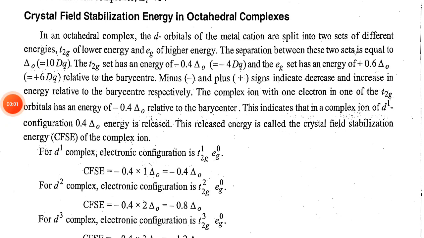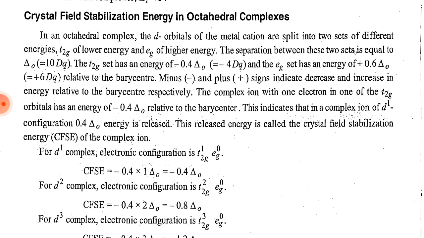Crystal field stabilization energy in octahedral complex. In an octahedral complex, the d orbitals of the metal cation are split into two sets of different energies, t2g of lower energy and eg of higher energy. The separation between these two sets is equal to delta 0, equal to 10 Dq.